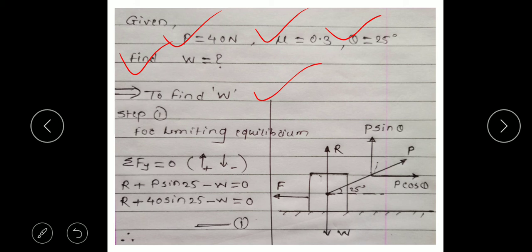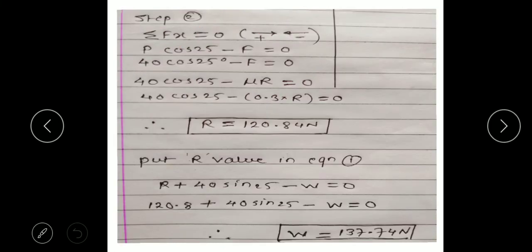Now in this equation we can see there are two unknowns, R and W. That's why give it equation number 1 and leave that equation there. Now come to the second step. If you get two unknowns, then don't worry. Step 2 is related to the summation of all horizontal forces equal to 0, and when we talk about the horizontal forces, the right direction will be positive and the left direction will be negative. So how many horizontal forces are there?